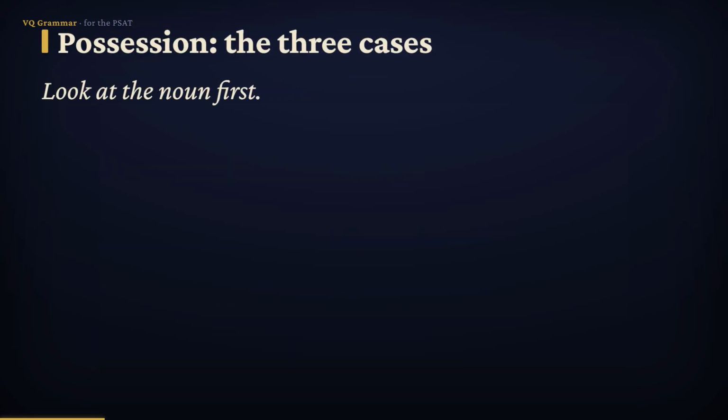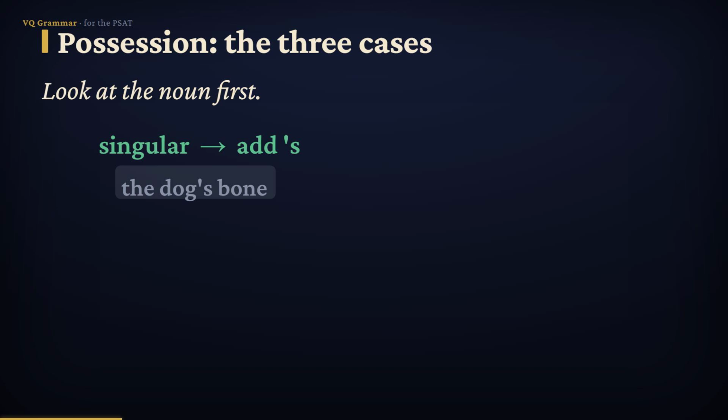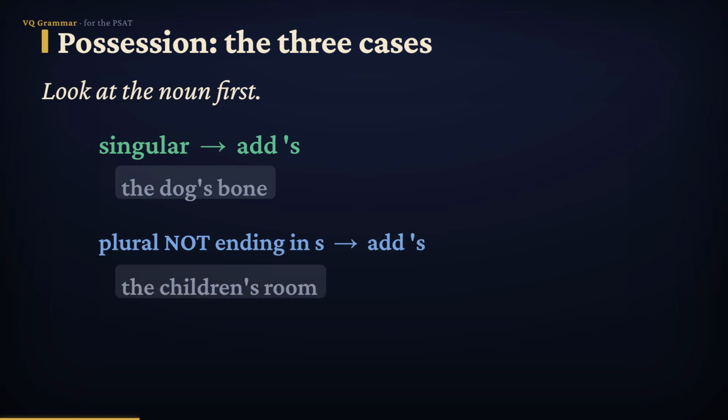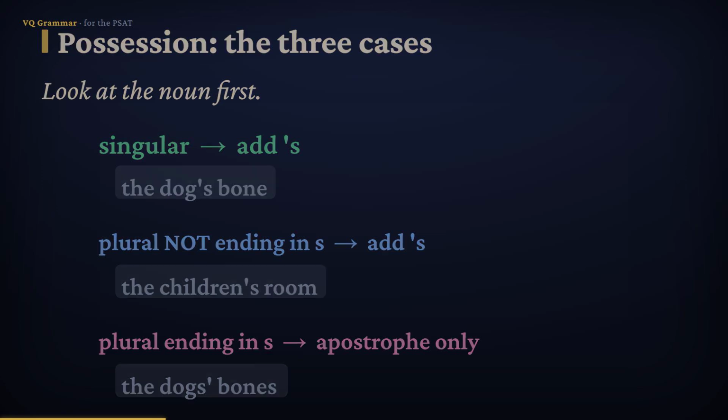For possession, look at the noun first. There are three cases. Case 1. A singular noun adds apostrophe s, the dog's bone. Case 2. A plural that does not end in s also adds apostrophe s. Children doesn't end in s, so it's the children's room. Case 3 is the one people miss. A plural that already ends in s takes an apostrophe alone, nothing after it. So with many dogs, it's the dogs' bones.